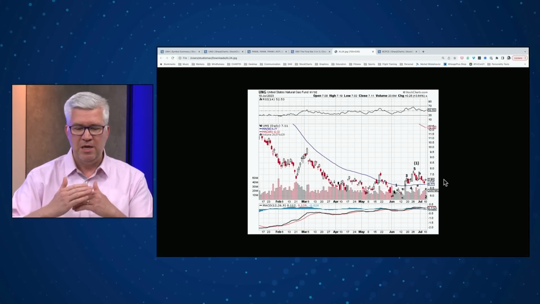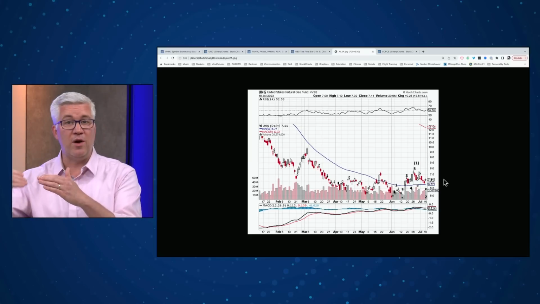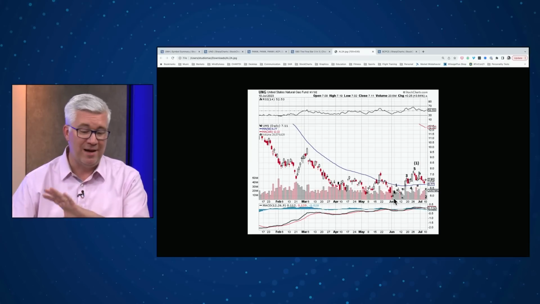You can actually use an existing wave to project where the end of the next wave may be. I don't have time to go through that.